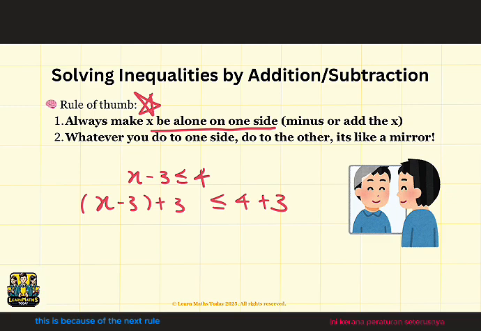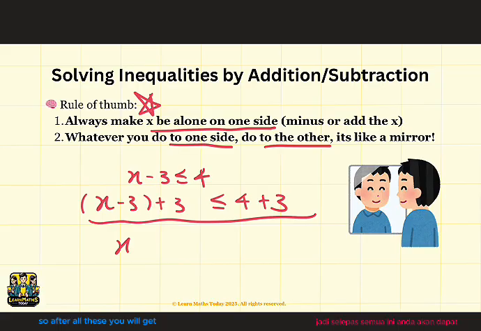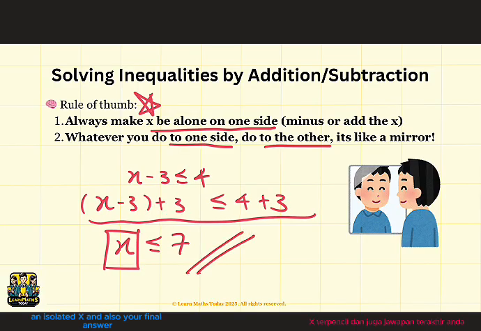This is because of the next rule. Whatever you do on one side, you must do to the other, just like a mirror. So if you wave into the mirror, your reflection will also wave back to you. So you have to keep things balanced. After all this, you will get an isolated x and also your final answer.